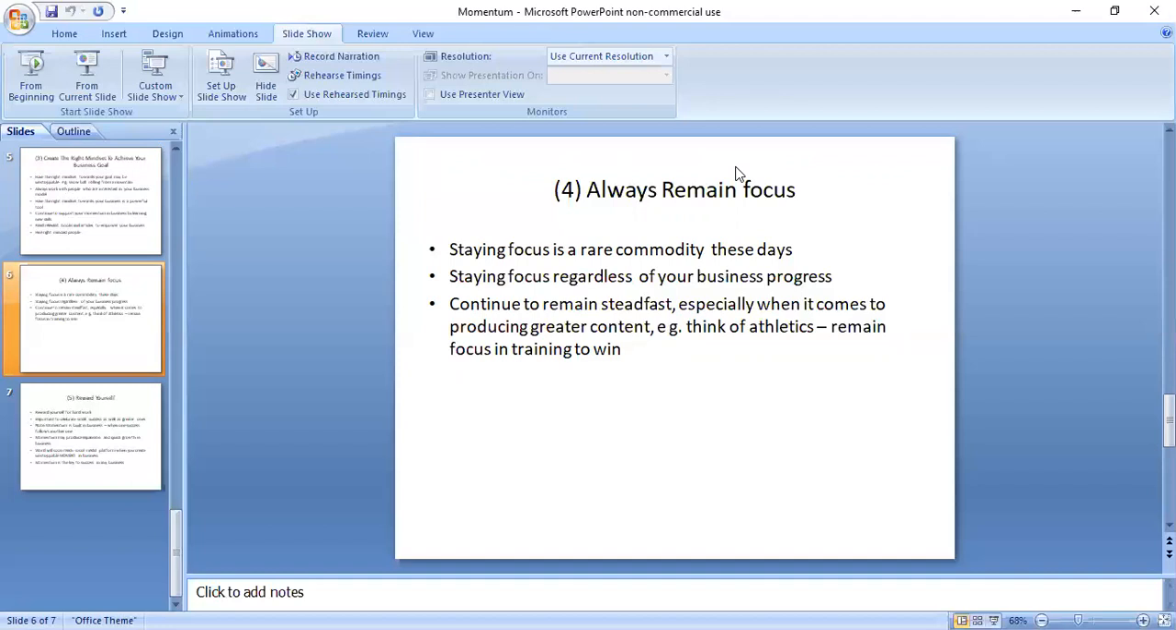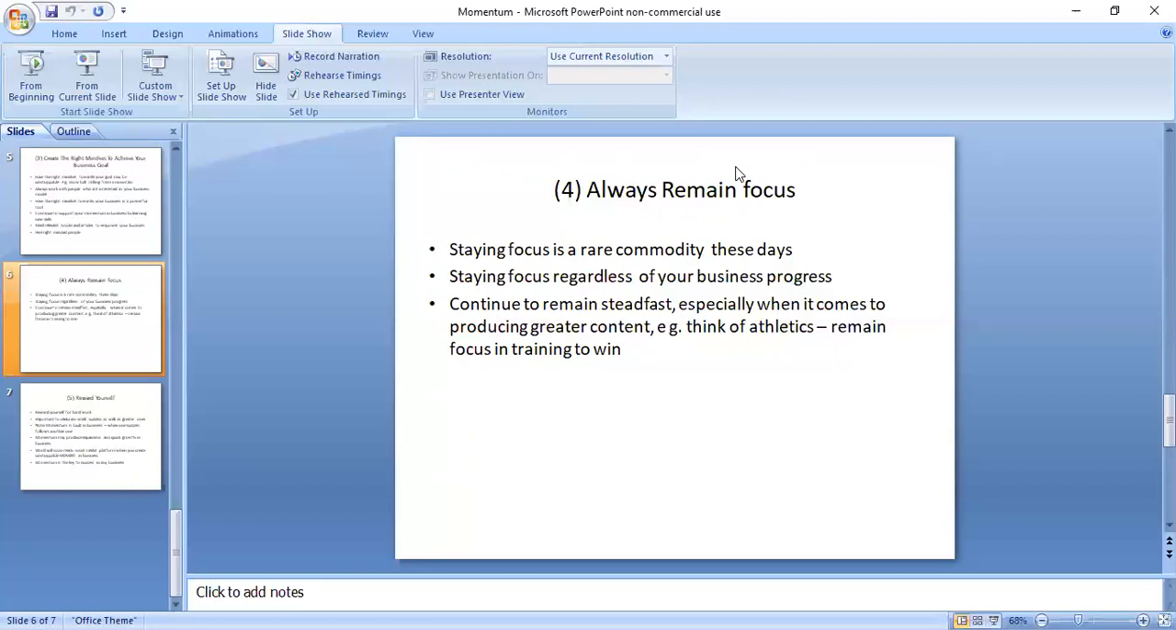Some of these things are relevant enough, but they're not necessarily relevant to our business and our business model. So we have to stay focused on things that are relevant to our business model, that will give us positive output. So stay focused regardless of how the business is progressing.